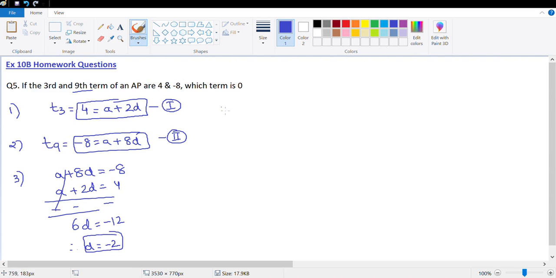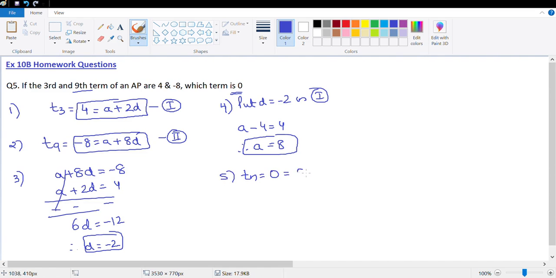Now, put D is equal to negative 2 in, let's say, equation number 1, and I get A minus 4 is equal to 4. Therefore, A is equal to 8. Let's read the question. They want us to find out which term is 0. So Tn, the nth term, is 0, which is equal to A plus n minus 1 times D. They want us to figure out the value of n. 0 is equal to A, which is 8, n we need to calculate, and D is equal to negative 2.